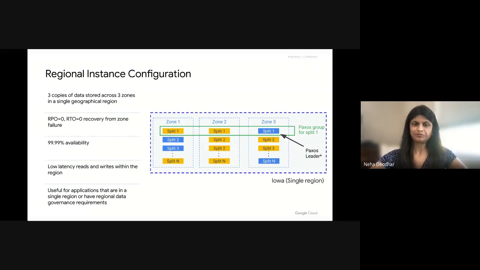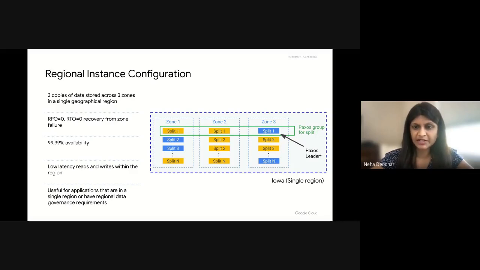All right. Now, Cloud Spanner instance configurations: there are two types that we support. One is a regional instance configuration, and the other is a multi-region configuration. In a regional configuration, your data is stored in a single geographical region. For example, it could be stored in Iowa or it could be stored in Oklahoma, but one geographical region. Within that, we replicate your data across 3 zones.